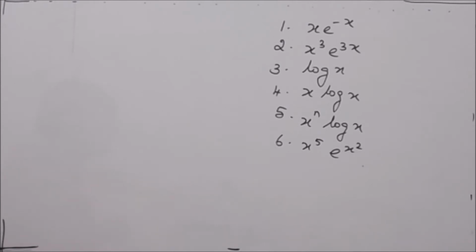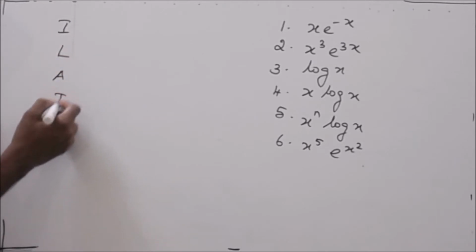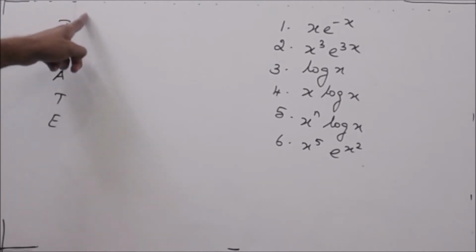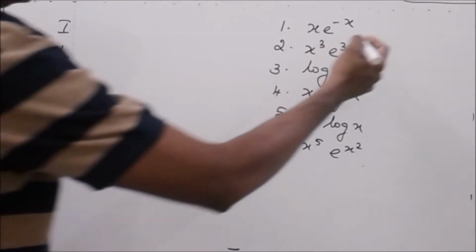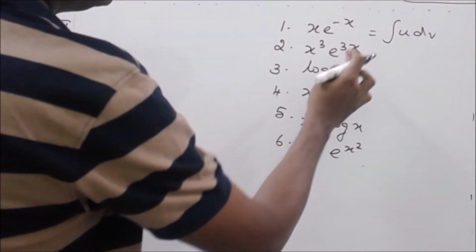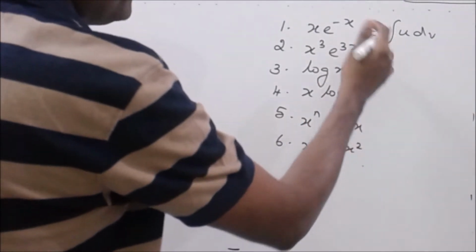To choose u, we have an idea known as ILATE. Use the method of ILATE. This is an idea to choose one function as u and the remaining as dv. So these are all in the form of integral u dv. This is u dv, this is also u dv, this is also u dv, and this one is also in the form of u dv.